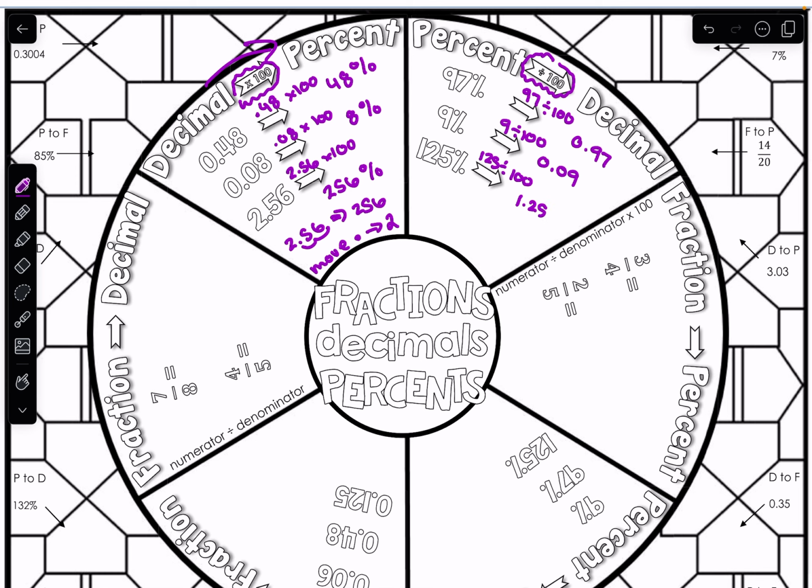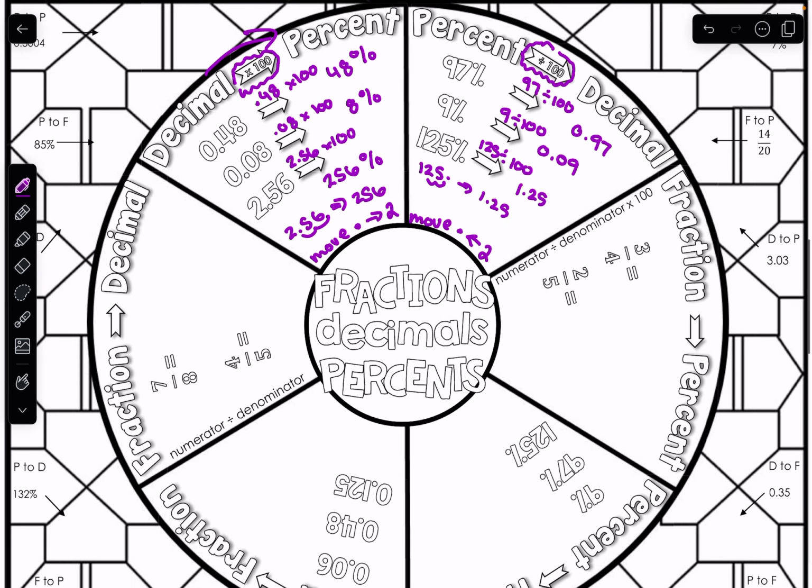Now again, you can use the same shortcut that we used on the last method, but going the opposite way because we're going backwards. So instead of moving the decimal 2 to the right, you could also move the decimal to the left 2 places. So that 125 has a decimal right after it. If I move it 2 to the left, 1, 2, I end up with 1.25, which is the same as dividing by 100. All right, let's move on.